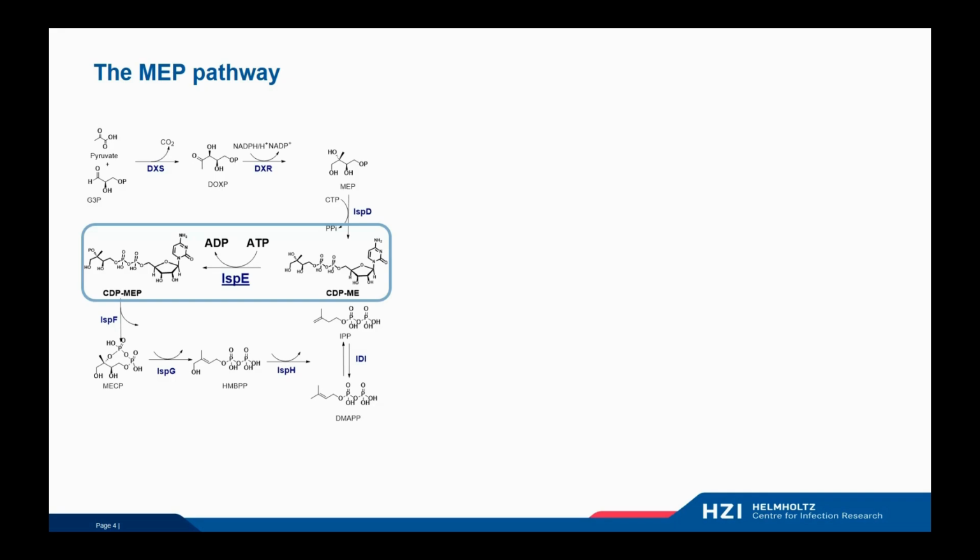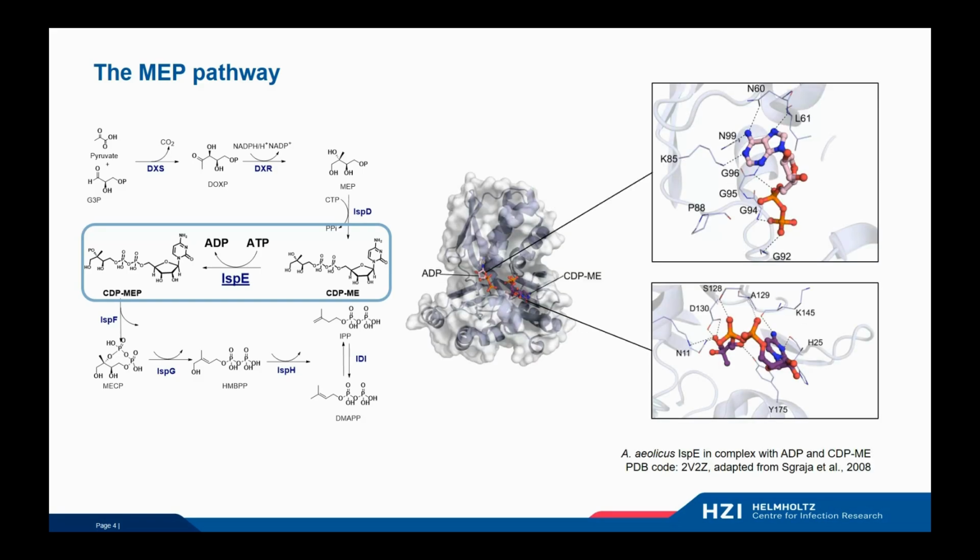In my PhD, I focused on ISPE, which is the fourth enzyme of the pathway, and it's a kinase that catalyzes the ATP-dependent phosphorylation of CDP-ME into CDP-MEP. It has a polar and relatively solvent exposed binding site divided into ATP and CDP-ME binding pockets that you can see here in the picture, and you can also see more or less how the two substrates bind.